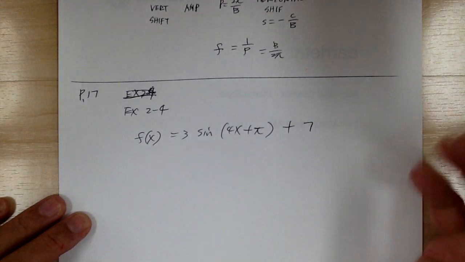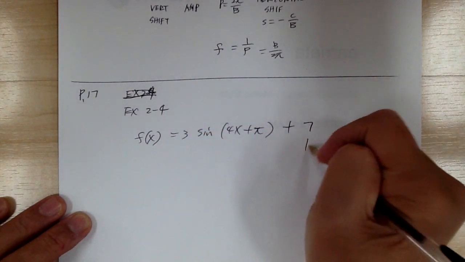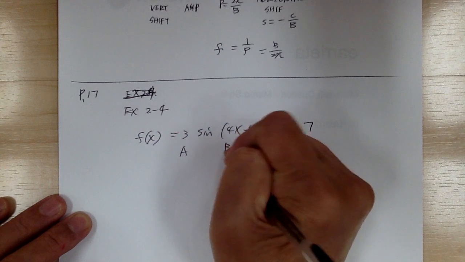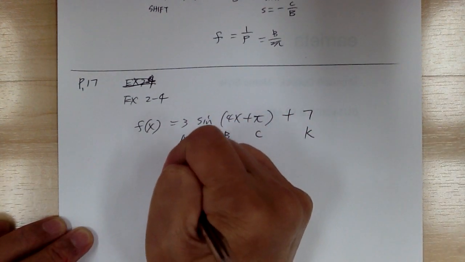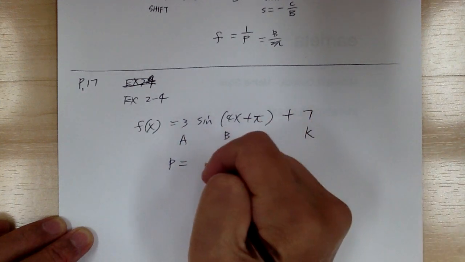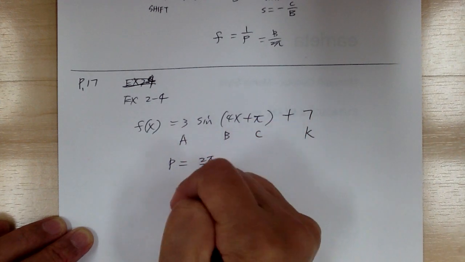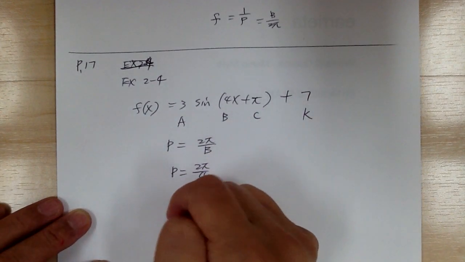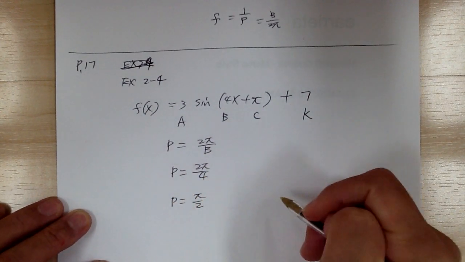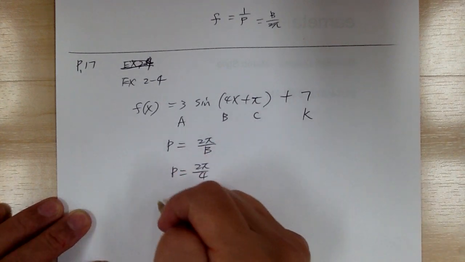To determine the period, here's your k, that's your a, that's your b, that's your c. So to find the period, it will be equal to 2 pi over b. So period equals 2 pi over 4. So period equals pi over 2. That's the first one.